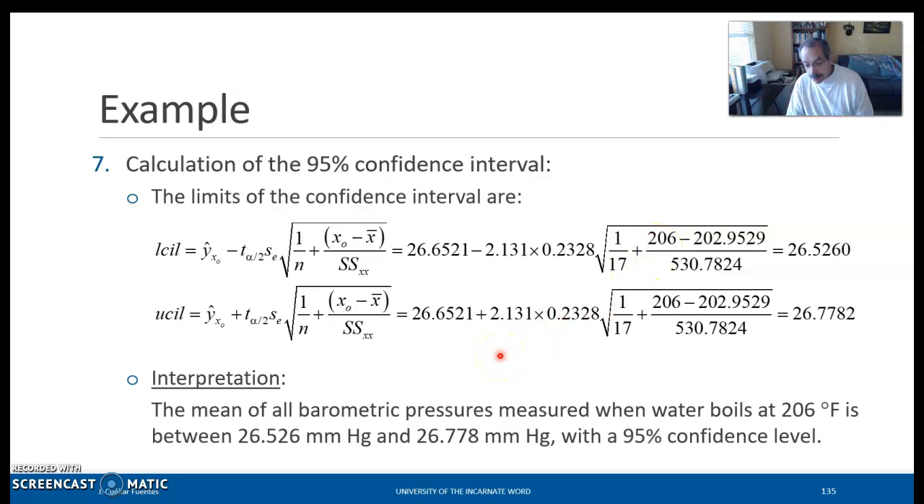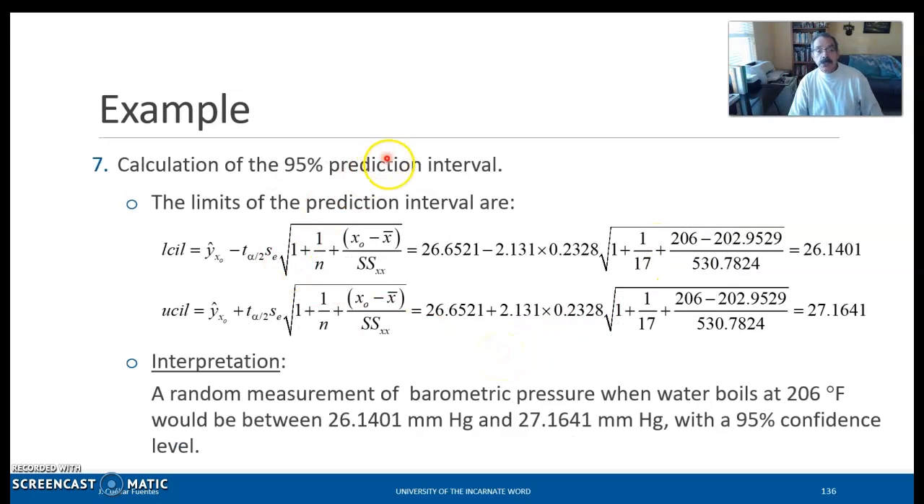All right, so next we calculate the 95% prediction interval, which is a very similar equation, except that we have this one extra addition of the error of an individual value. So again, putting all the numbers into the equation, we find that the lower limit is 26.1401 and the upper limit is 27.1641.